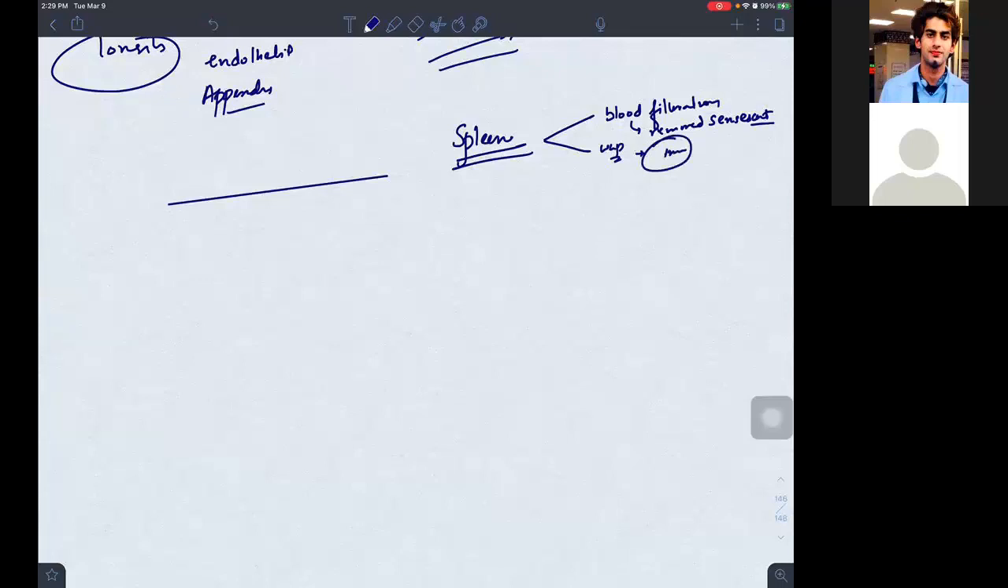Sir, there is a question: does lymph node have connective tissue? Yes, sir, they have connective tissue, that is the capsule. But lymph nodules were not having that capsule. Lymph node has a capsule. Spleen also has a capsule, but the capsule of spleen is made up of myofibroblasts.